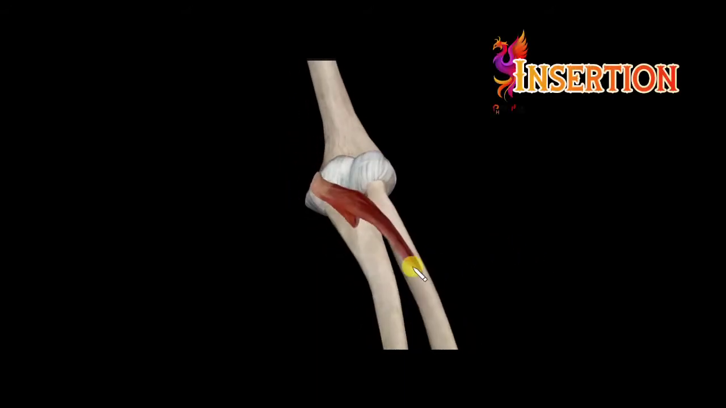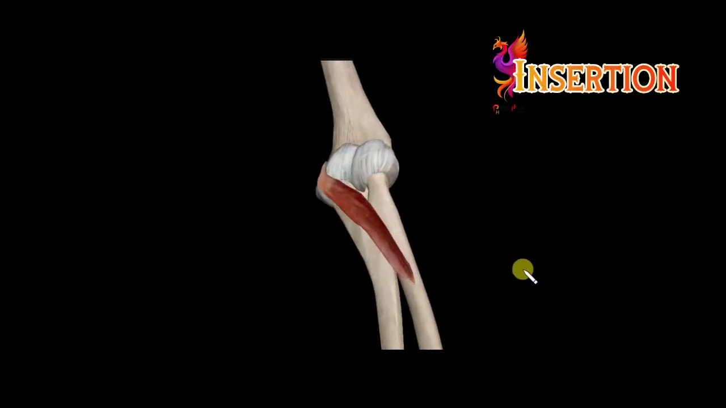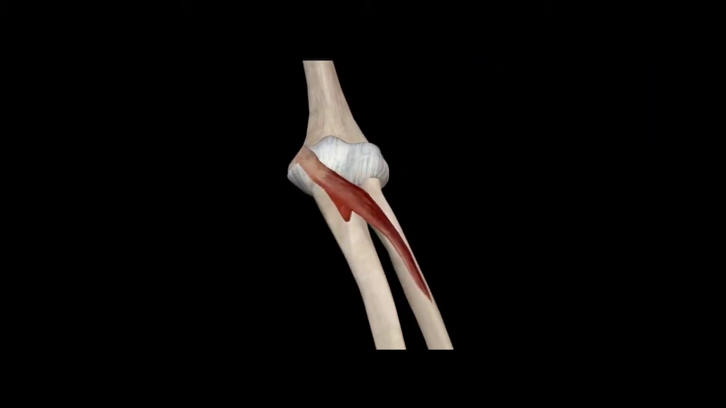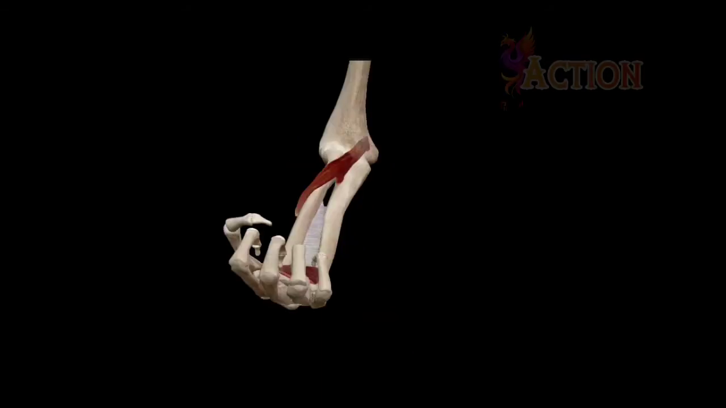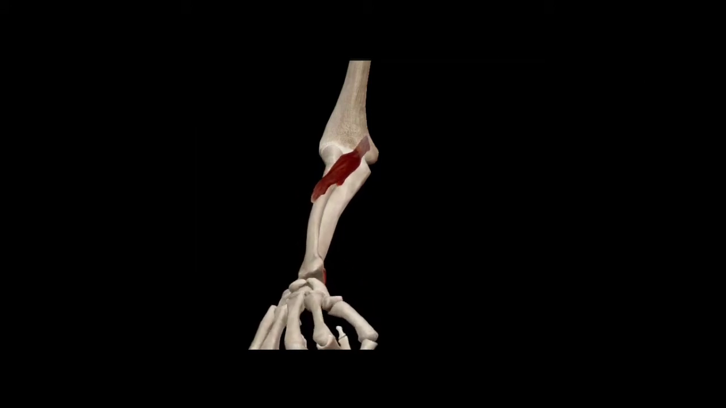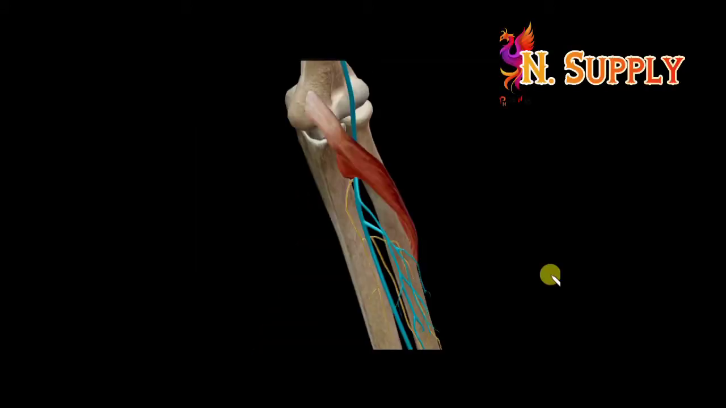Insertion: pronator tuberosity on the middle of lateral aspect of the radius. Action: forearm pronation. Innervation of pronator teres: the median nerve.